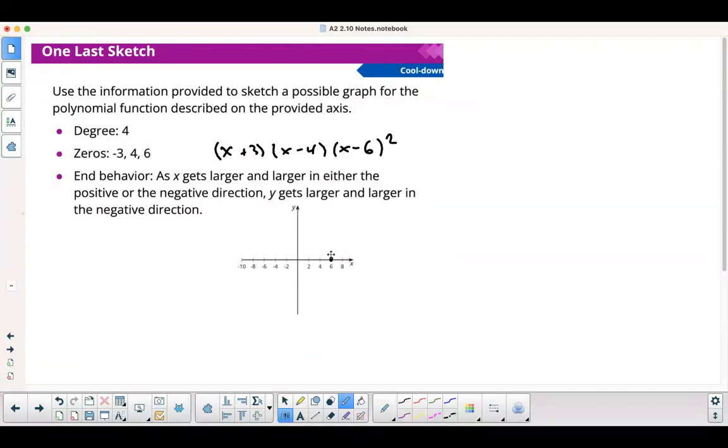I'm going to plot my x-intercepts first. In this case, left side up, right side up. So my end behavior looks like this. And let's see here. At 6, we touch or bounce, and the other ones we cross. This would be a bounce with the equation I made, because it's got an even multiplicity. And these are cross-throughs.